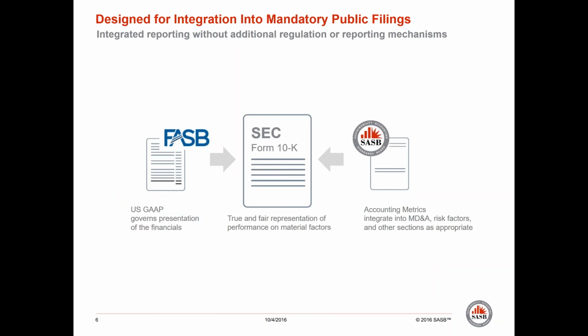The SASB standards and metrics are designed for inclusion directly into the mandatory public filings, the 10-K report. We take a narrow view of the issues that we think are most relevant and material for investors to take a look at. So this is a subset of the total issues around sustainability that you might find in a sustainability report or an integrated corporate report.